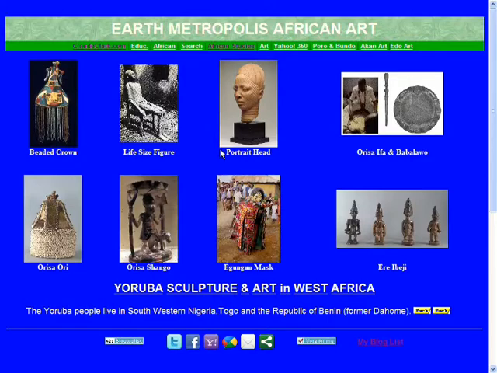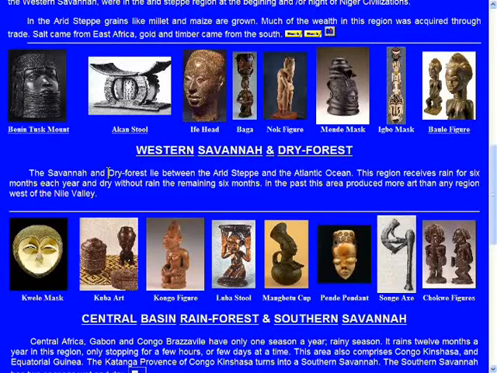This is Yoruba, and the pieces that look kind of like real people, those are from Ile-Ife. We have a number of pieces there. We have the Oba crown, or the Ooni crown, and there's Ori.